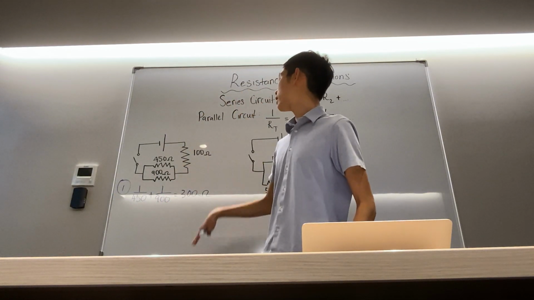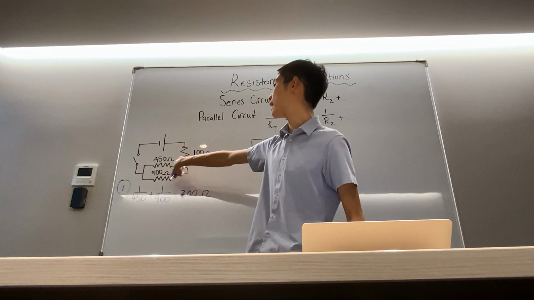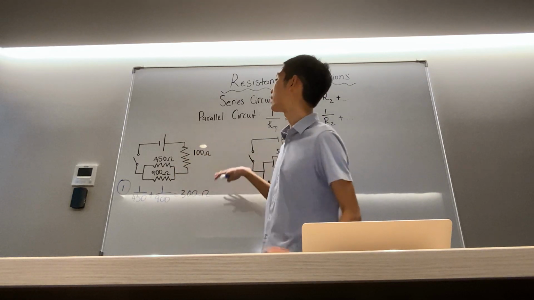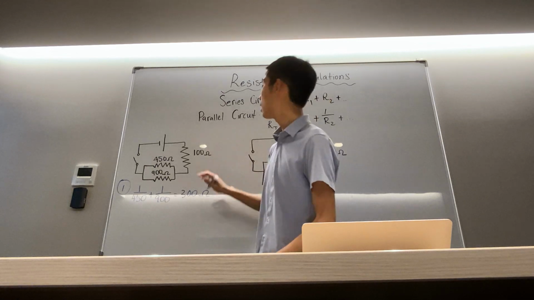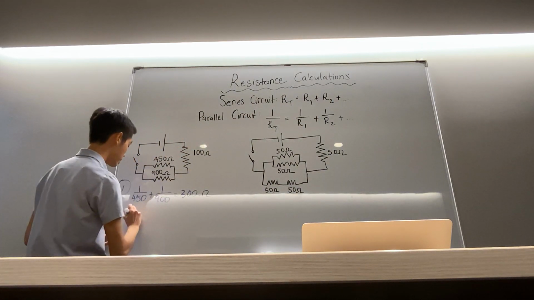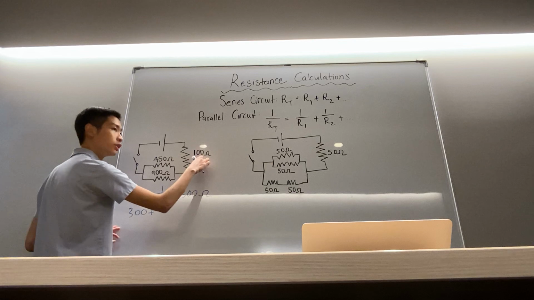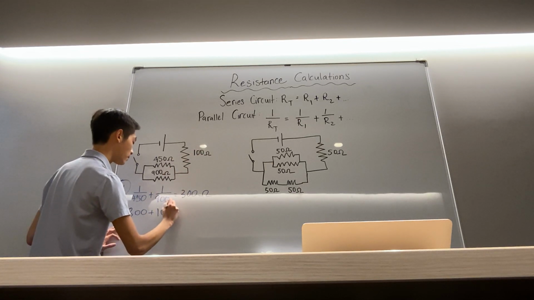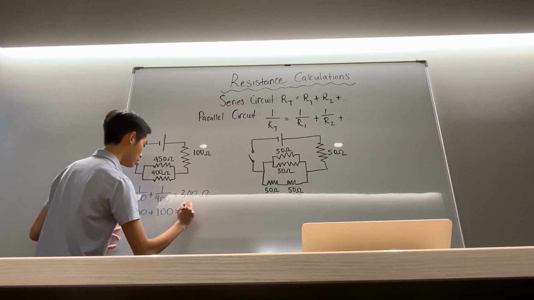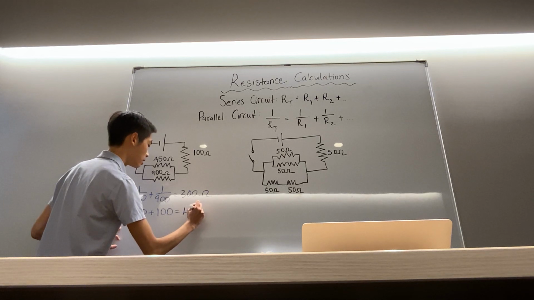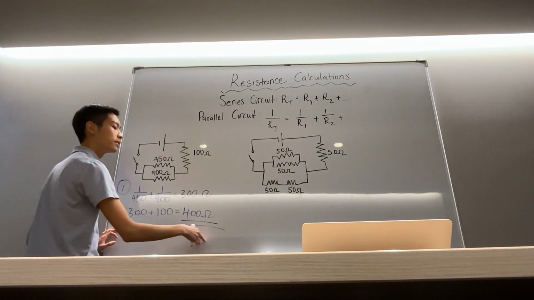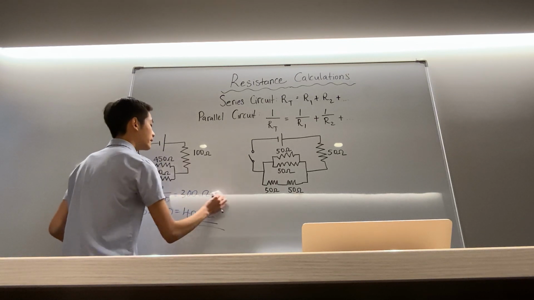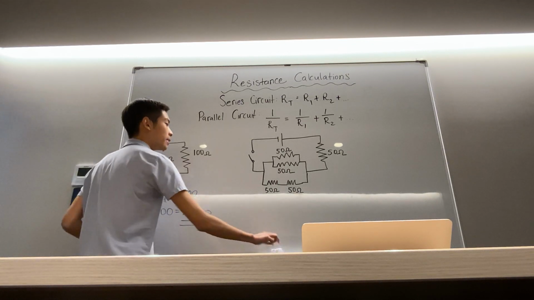Step 2 is to add the parallel section to the series section, as this parallel section is in series to the 100 ohms. So that's going to be 300 plus 100 ohms, which will give you 400 ohms. So the final answer is 400 ohms. So that is the simpler circuit.